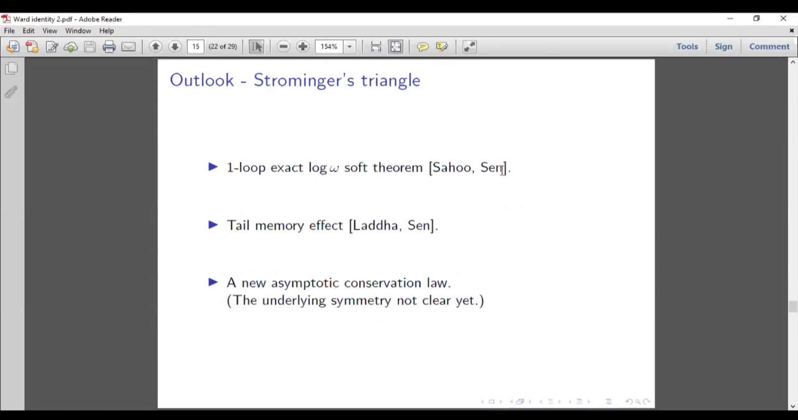It was discussed by Alok as well. So we have a one loop exact subleading soft photon theorem for loop level amplitudes, which was given by Sahoo and Sen. Now the memory effect corresponding to this soft theorem was discussed by Sahoo and Sen. And we discussed that this soft theorem is equivalent to a new asymptotic conservation law, but the symmetry underlying these charges is not clear yet.